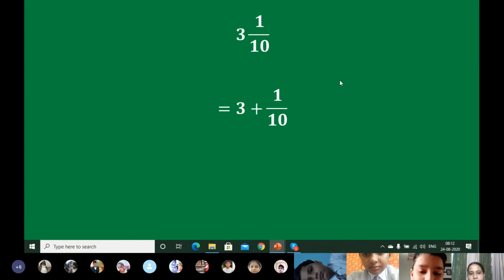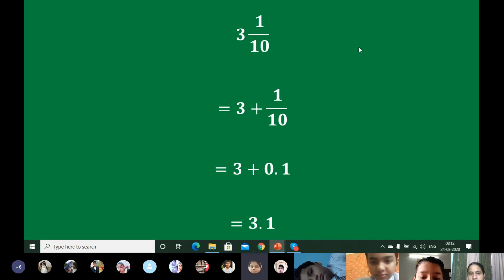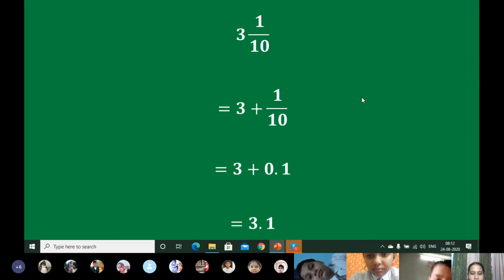Okay, let's move ahead. So what will happen? 3 will be copied as it is and 1 by 10 will become 0.1. Now if we add, 3 plus 0.1 becomes 3.1. Any confusion for the mixed fractions? Mixed fractions can be changed directly into decimals if they have a denominator of 10, 100 or 1000. Okay, let's move ahead.